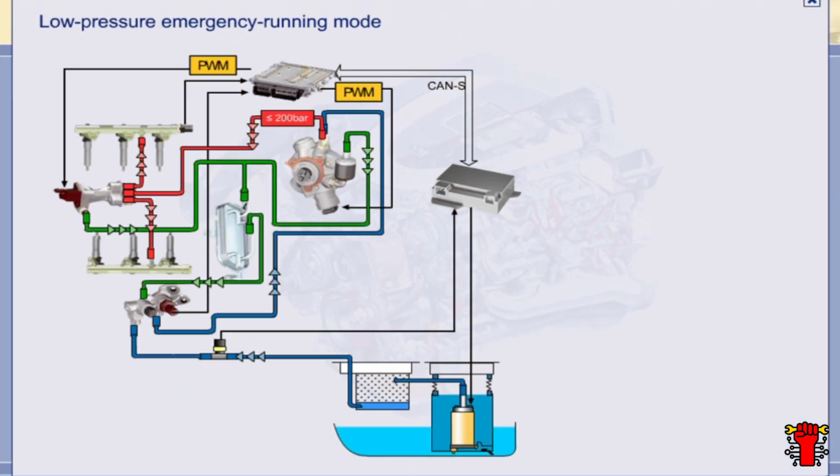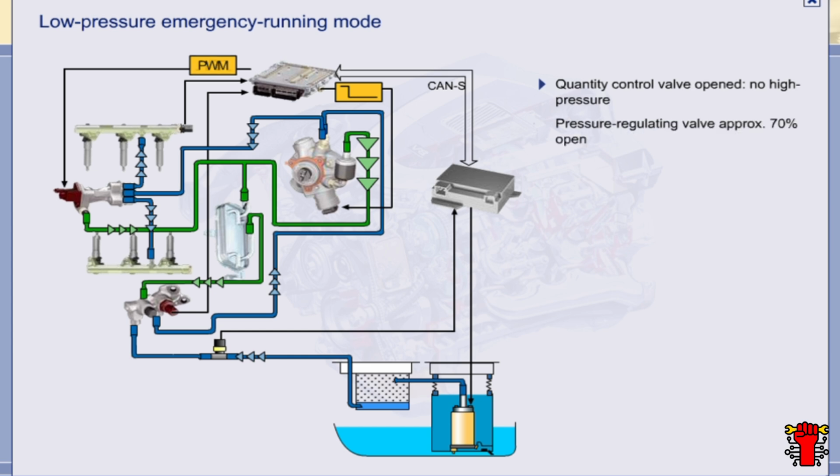If certain problems occur with the high-pressure circuit, the system is switched to the low-pressure emergency operating mode. The quantity control valve is open in this operating state. Because this means that the maximum amount of fuel is diverted, it is no longer possible to generate a high pressure. The pressure-regulating valve is held open with a pulse duty factor of approximately 70%.